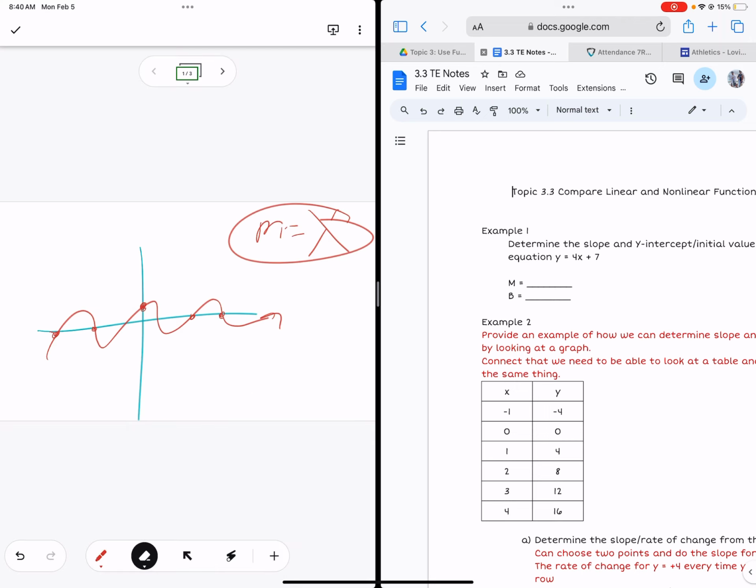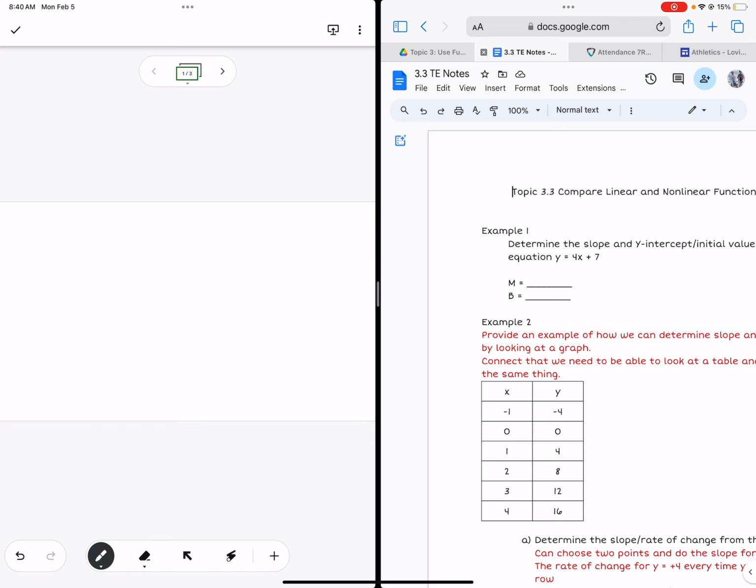So we already know, let's go to example 1. So example 1, you're given this equation, y equals 4x plus 7, right? It has a slope, which means it's a function. It's a straight line because it's in that y equals mx plus b form, right? So we know that this is a straight line. And we already know how to find the slope or the y-intercept of this graph.